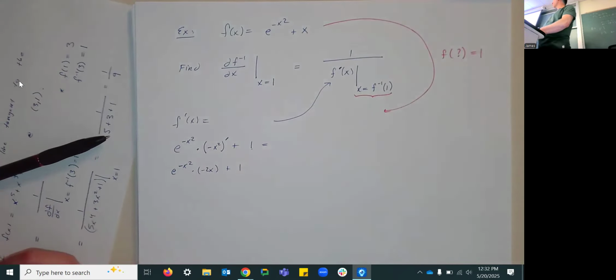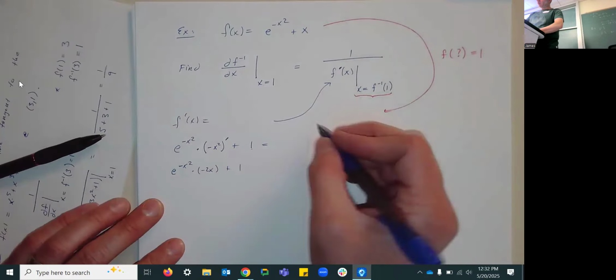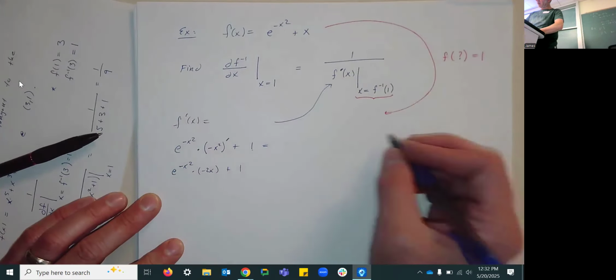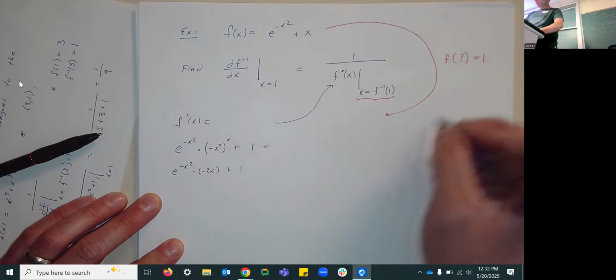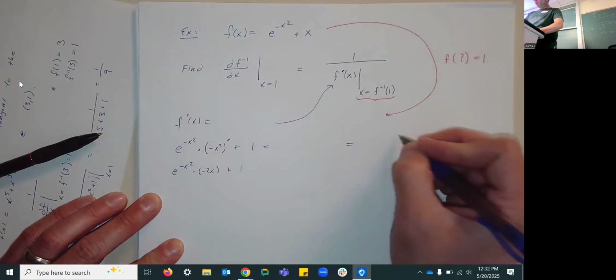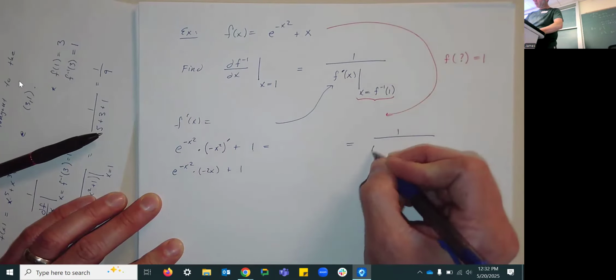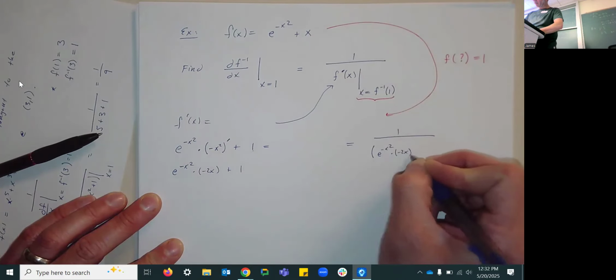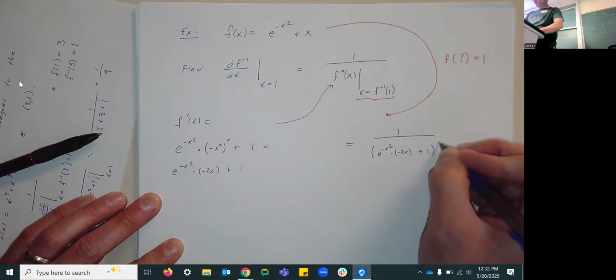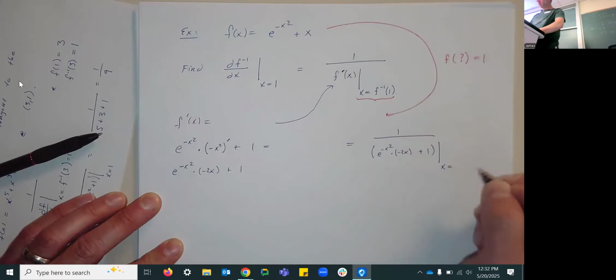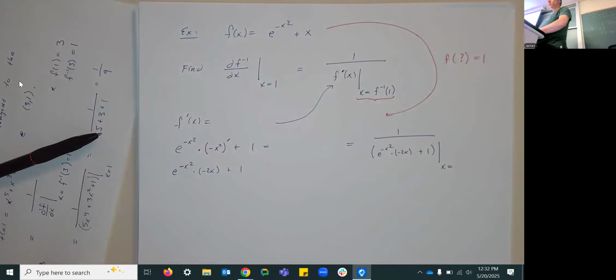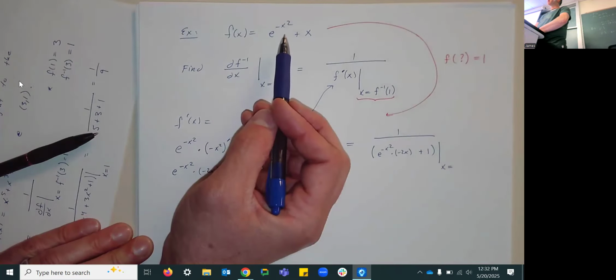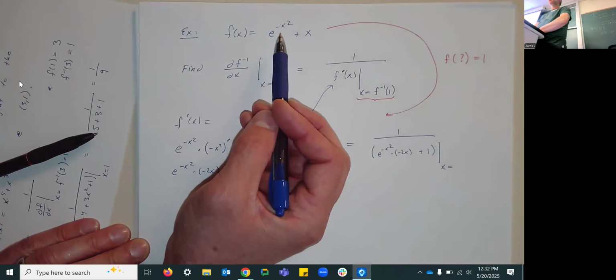So now we have to figure out what we're going to plug in. We're going to get that the whole thing is equal to 1 over e to the negative x squared times negative 2x plus 1, evaluated at x equal to what? What can we plug in for x here and get 1 as our result? It's got to be 0.